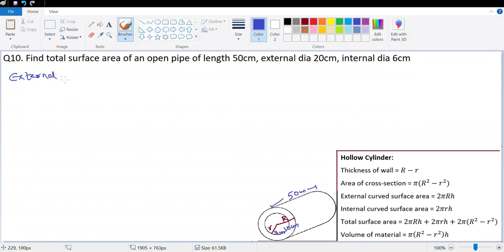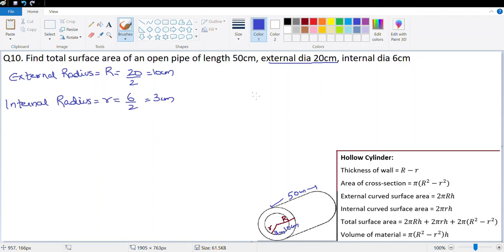Let's just write this information, which means external radius is equal to capital R is equal to 20 upon 2 is equal to 10 centimeter. This is information given here. Internal radius is equal to small r, which is equal to 6 upon 2, which is equal to 3 centimeter. Done. And the length of the pipe, basically the height, is equal to h, which is equal to 50 centimeter. We need to calculate the total surface area.